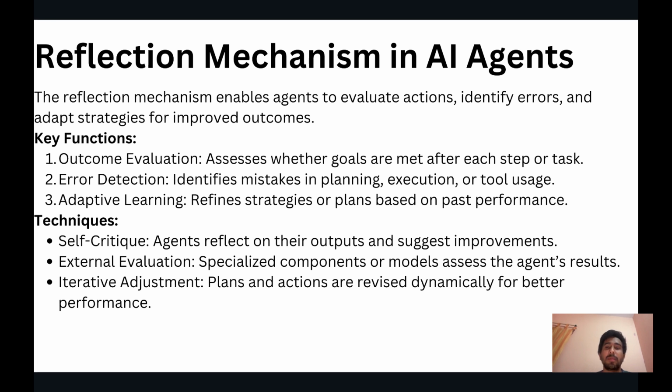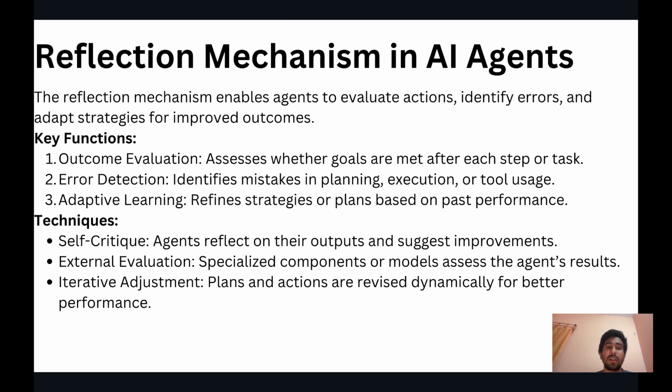And reflection mechanism in AI agents. The reflection mechanism enables the agents to evaluate actions, identify errors, and adapt strategies for improved outcomes. The key functions are, first, output evaluation. It assesses the output and checks whether the goals are met after each step or task. And it can also detect errors, like identify mistakes in planning and execution or tool uses. And also it can refine strategies or plans based on the past output or past mistakes.